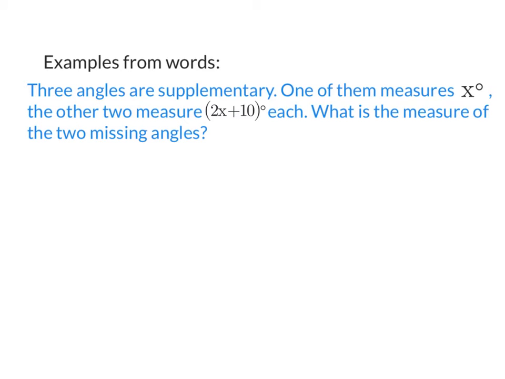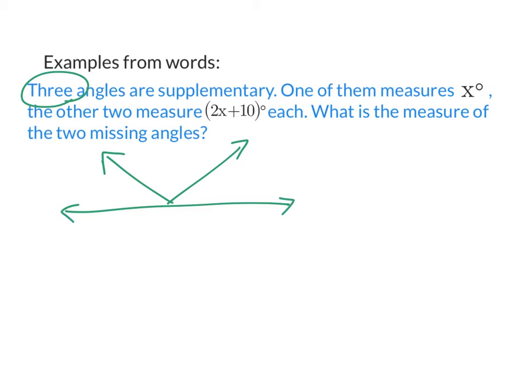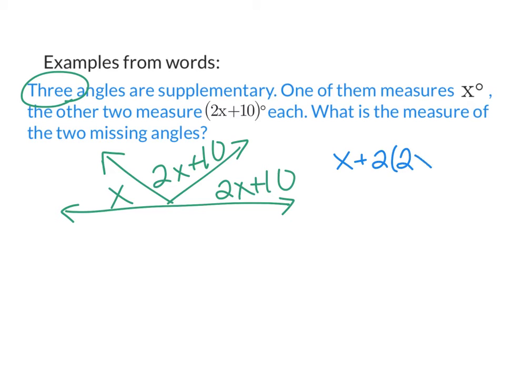If we need to draw a quick little picture, I'm going to do it super quick. Supplementary means that I'm drawing a line. It does say 3 angles, so I'm just going to split them into 3 sections there. One of them is x, and the other ones are 2x plus 10 each. So that's the diagram that we're looking at here. Now mathematically setting up my equation, I'm just going to set it up using some distribution since 2 of them are 2x plus 10. That's 180 degrees. Let me get that 180 degrees there.